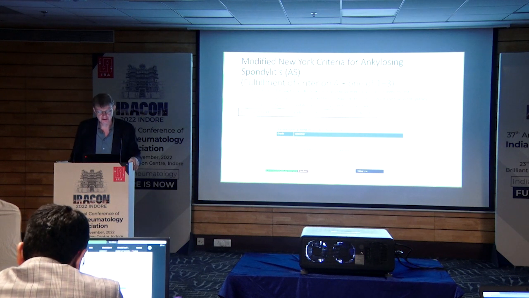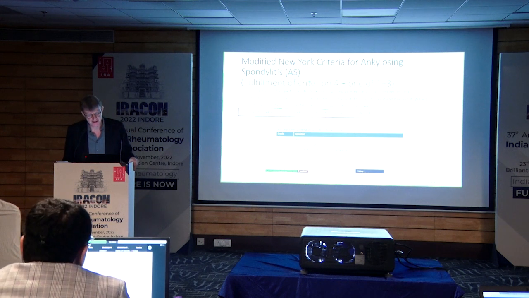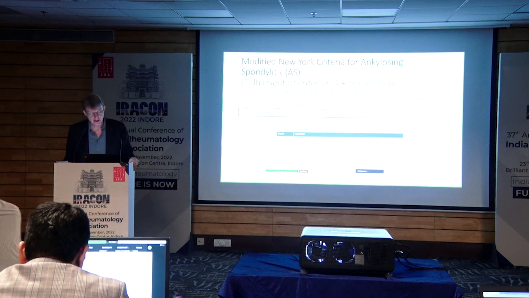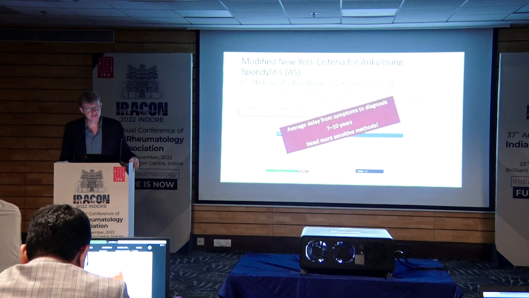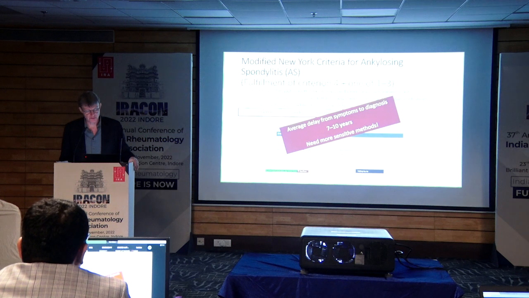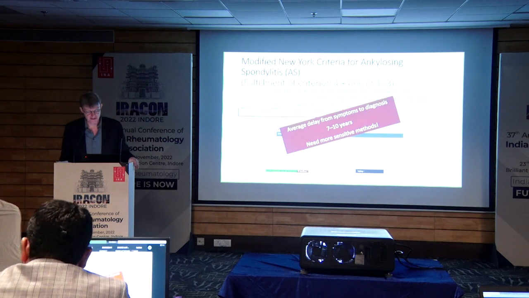the modified New York criteria for ankylosing spondylitis. And in ankylosing spondylitis, you needed to have one of these three clinical signs, which many will have. But you also needed to have these X-ray findings with bilateral moderate disease at least, or unilateral severe disease. And that gave a delay from symptom to diagnosis of 7 to 10 years.